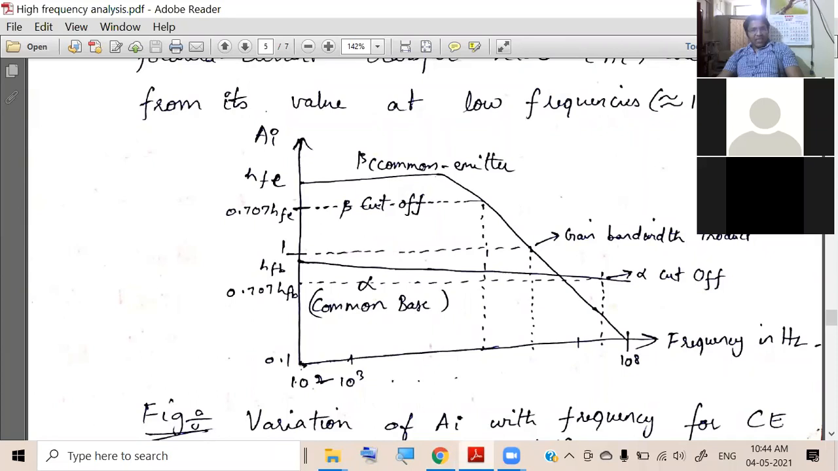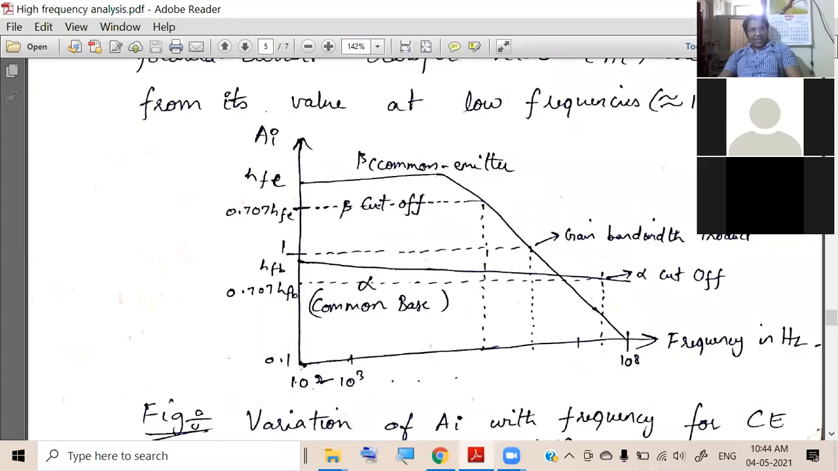Now observing the expressions of f alpha and f beta, what we actually understand is, see, this is f beta, the beta cutoff frequency. So this one will be f beta. Alpha, so f alpha will be here.